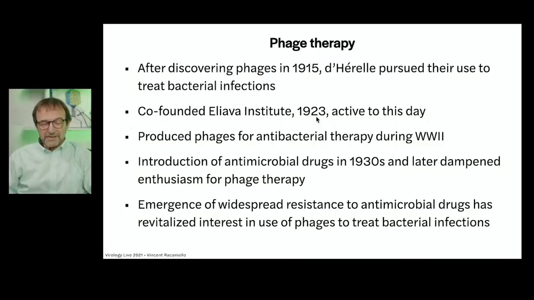This company produced phages for antibacterial therapy during World War II. In fact, you can find kits from soldiers, and one of the things they have in the kits is a little vial of phage for treating infections. Unfortunately, in the 1930s, we discovered antimicrobial drugs in larger numbers, and that dampened enthusiasm for phage therapy, and so much research stopped. Although the Eliava Institute continued always, a lot of other initiatives stopped.